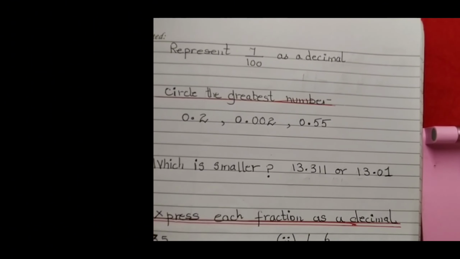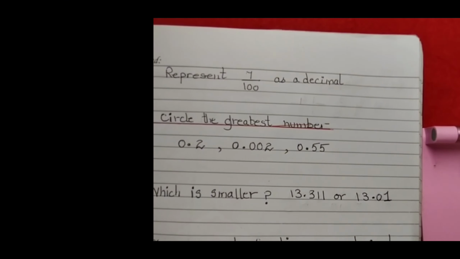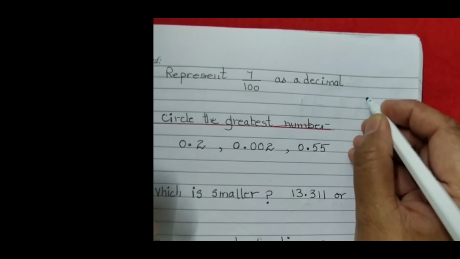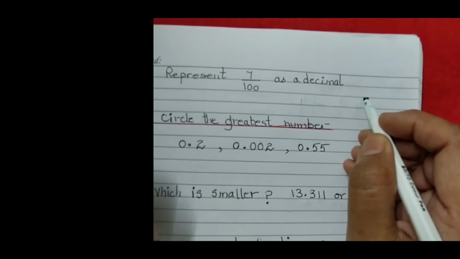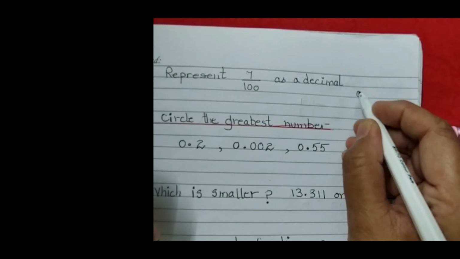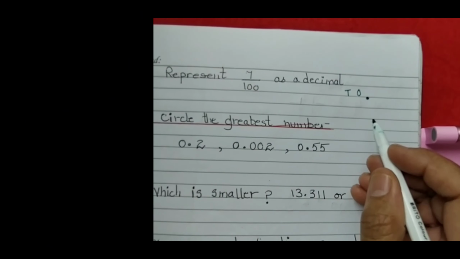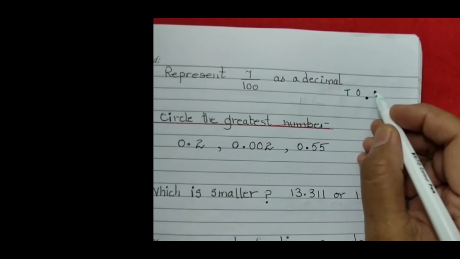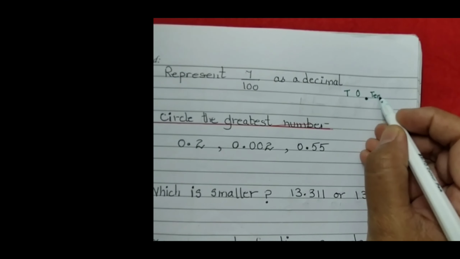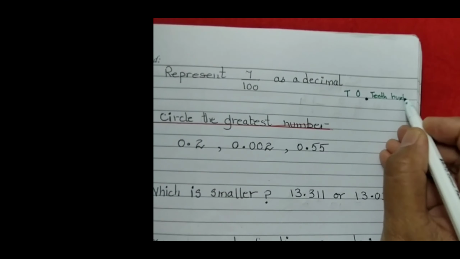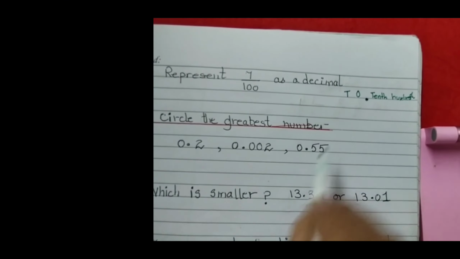All right, children, represent 7 upon 100 as a decimal. Very simple. What have you to do here? You have to just put a decimal point first here. Before the decimal point, you have ones and tens, hundreds and thousands. But after the decimal point, the first figure is your tenth, and the second one is your hundredth, and the third one is your thousandth.